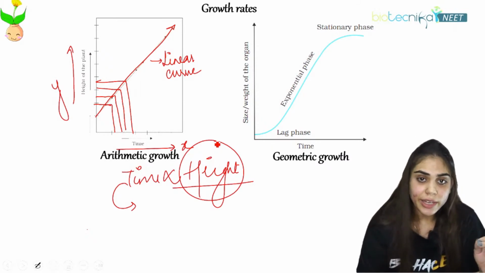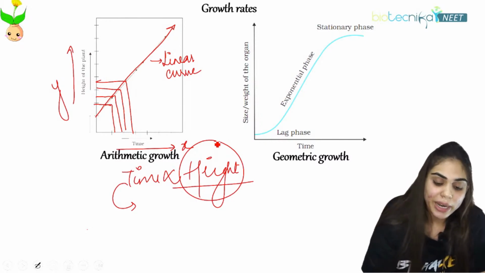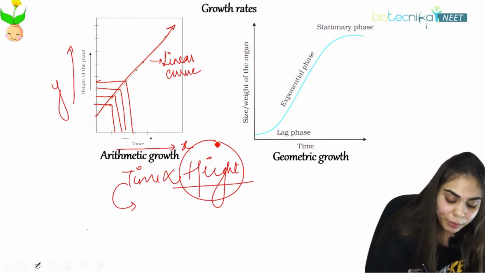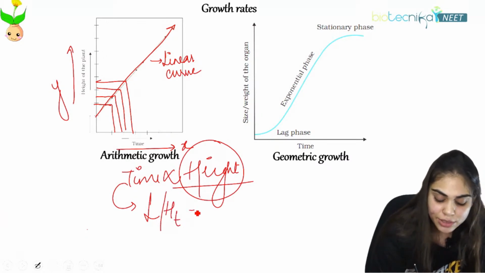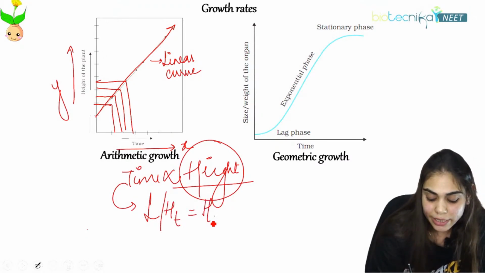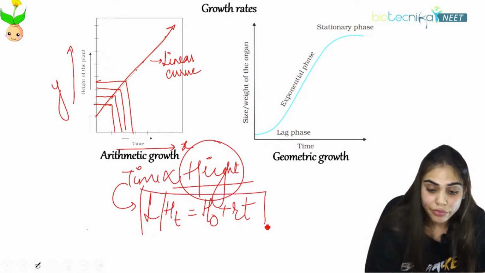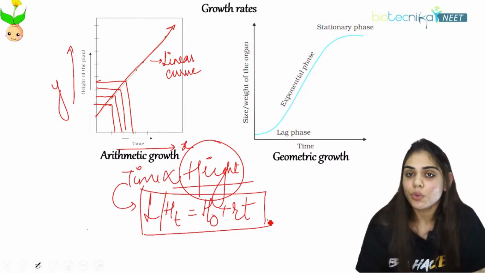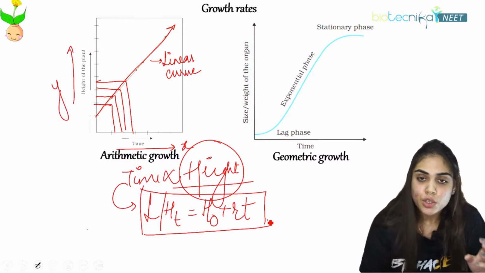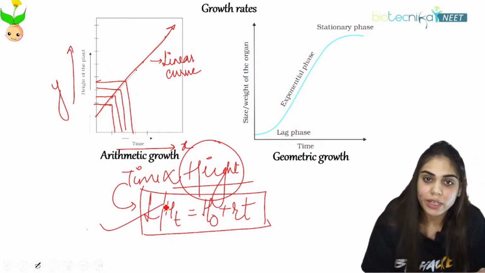So if we represent the arithmetic growth rate in the form of a mathematical representation, it will be: length of the plant or height of the plant at time t is equal to height of the plant at time 0 plus growth rate of the plant per unit time. This is the equation of an arithmetic growth rate. So many times the examiner just asks you for the equation of arithmetic growth rate. They will give you 4 options, and out of these you have to select one option for arithmetic growth rate.